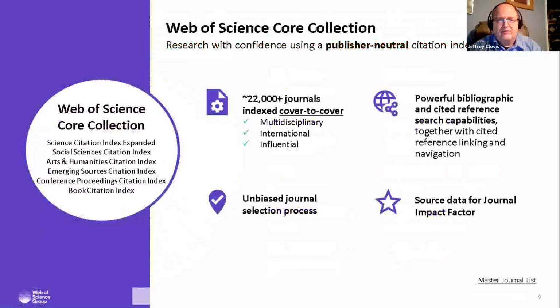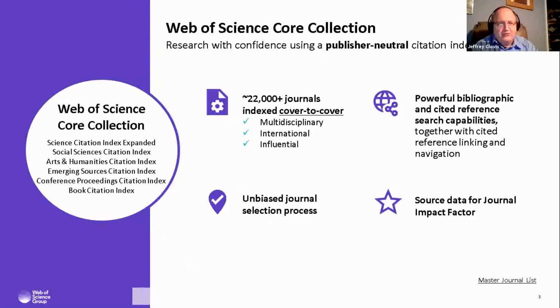I'm not going to talk about that. But at the foundation of the platform, we have something called the Web of Science Core Collection. These are the citation databases, which have been around in print format, then moved to CD-ROM, and then finally to the web in 1996 as the first citation database on the web.